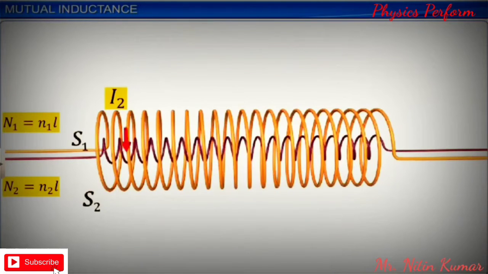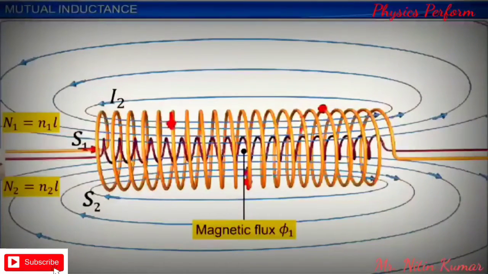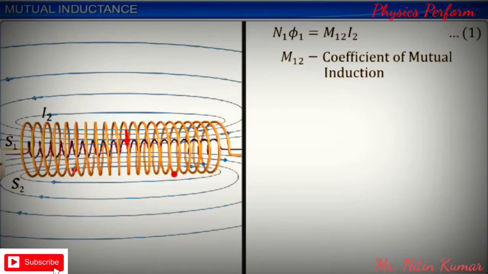When a current I2 is passed through the coil S2, a magnetic flux is set up within the coil and this flux is linked with the coil S1. Let us denote this magnetic flux by phi 1. Let this be the flux per turn of the coil. Then, the total flux linkage with solenoid S1 is N1 phi 1 equal to M12 I2. Let this be equation 1. M12 is called the mutual inductance of solenoid S1 with respect to solenoid S2. It is also referred to as the coefficient of mutual induction.